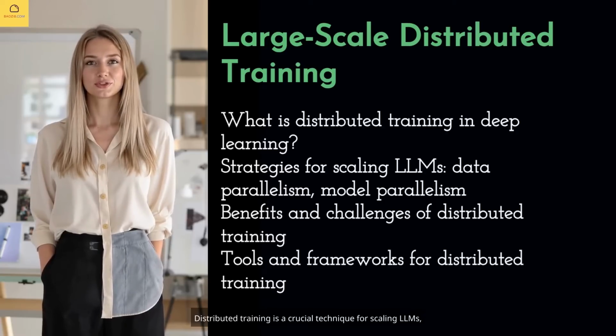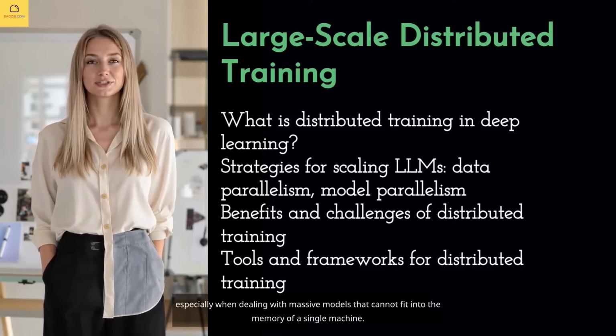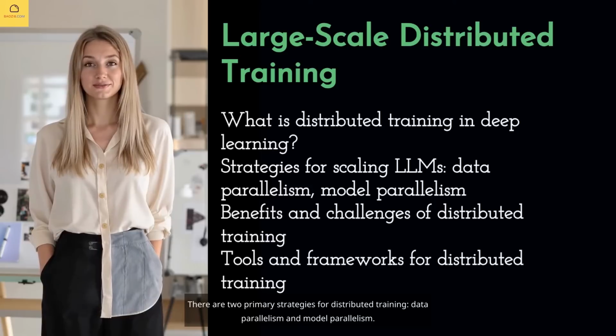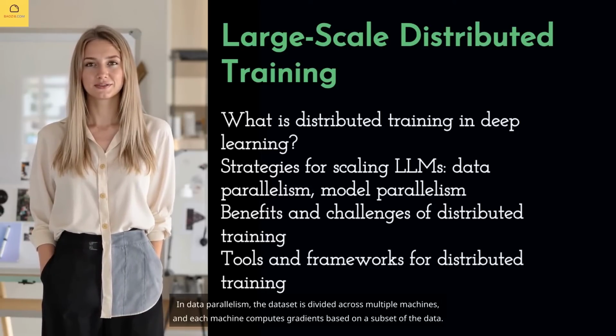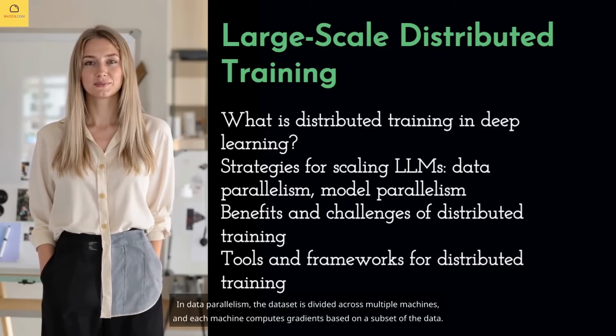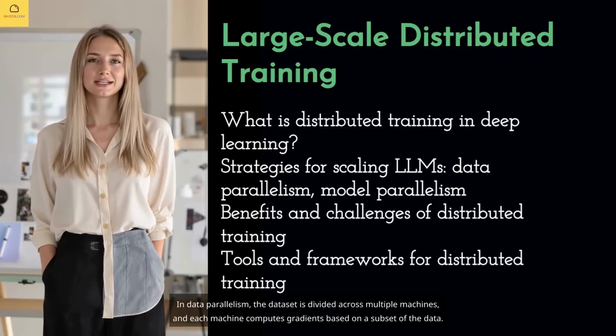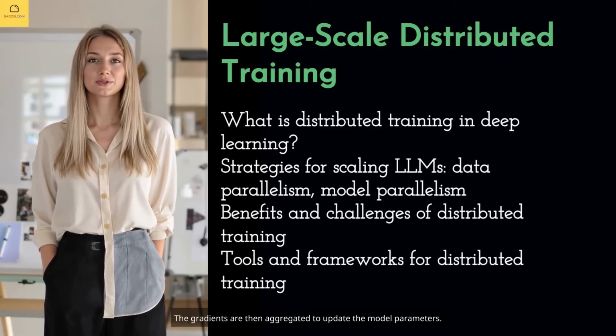Distributed training is a crucial technique for scaling LLMs, especially when dealing with massive models that cannot fit into the memory of a single machine. There are two primary strategies for distributed training: data parallelism and model parallelism. In data parallelism, the dataset is divided across multiple machines, and each machine computes gradients based on a subset of the data. The gradients are then aggregated to update the model parameters.